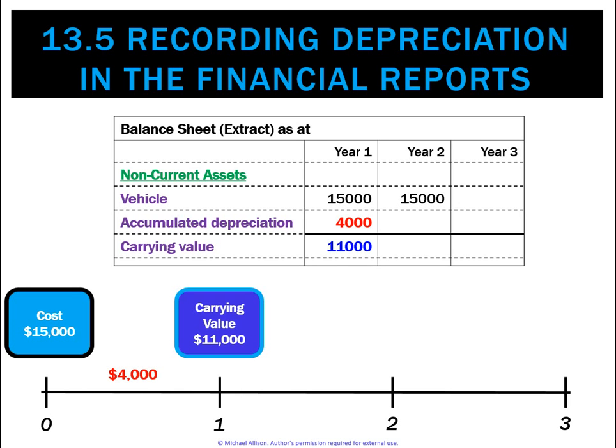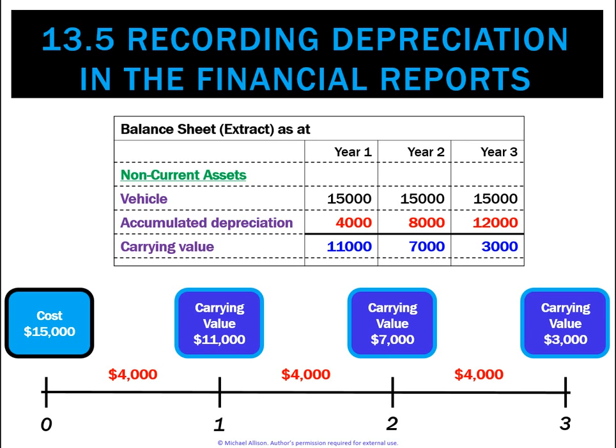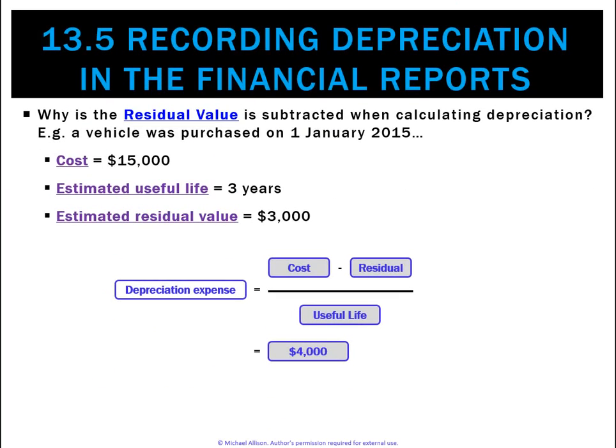In the second year, we leave the cost at $15,000. We depreciate another $4,000, which means we've accumulated $8,000 of depreciation, and that leaves a carrying value of $7,000. In the last year, the cost is still the same, but we've accumulated now $12,000 of depreciation, which leaves a carrying value of $3,000.